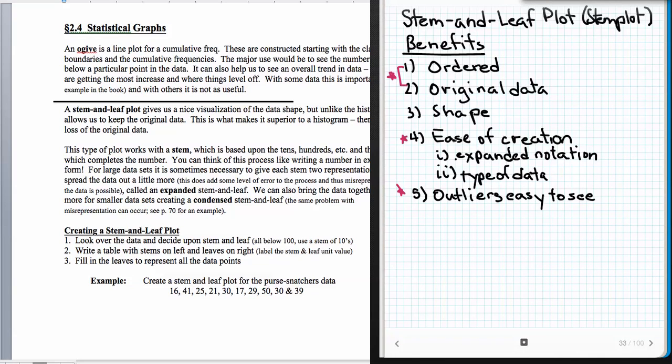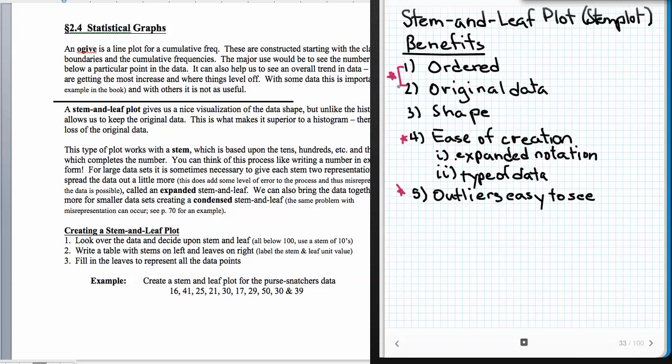Now the next thing that we want to talk about is a stem and leaf plot, or just sometimes called a stem plot. Now the benefits of a stem and leaf plot is that it gives us the original ordered data. It shows us the shape. It's easy to create if we know expanded notation and the type of data. In other words, when I talk about type of data, I mean, is it discrete, is it continuous, what are the units that it's continuous to, etc. And outliers are really easy to see.